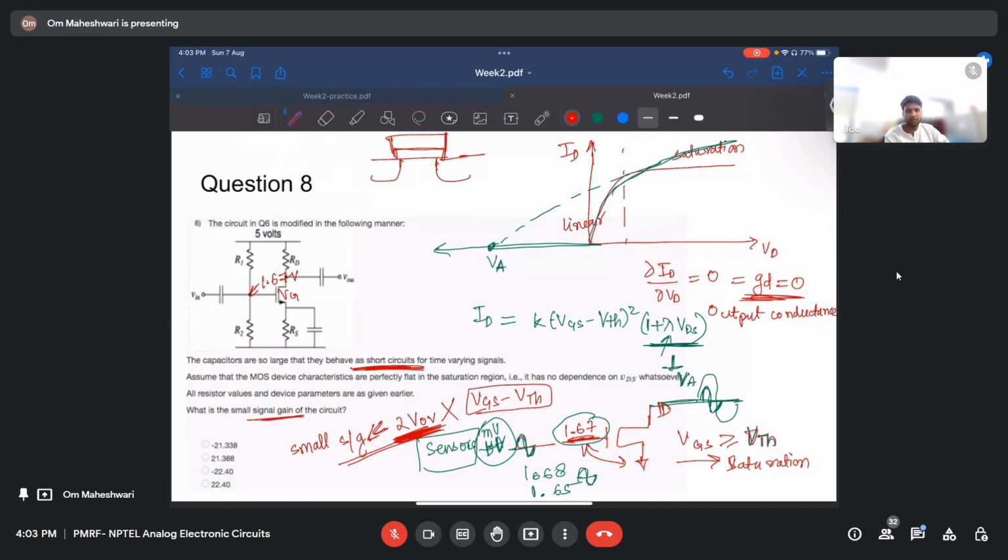If we mathematically try to solve how small our signal should be to get a linear Vout equal to gain times Vin, then to maintain this linearity, our small signal should be smaller than this.